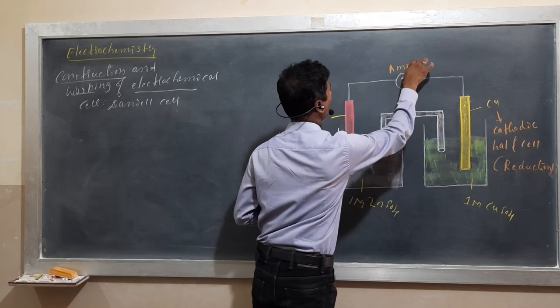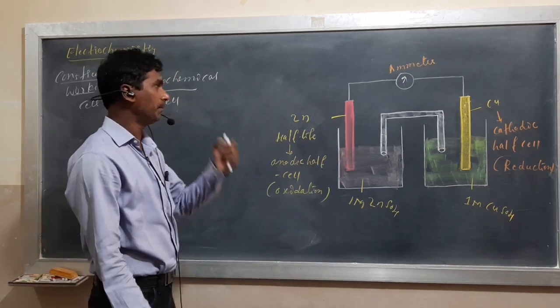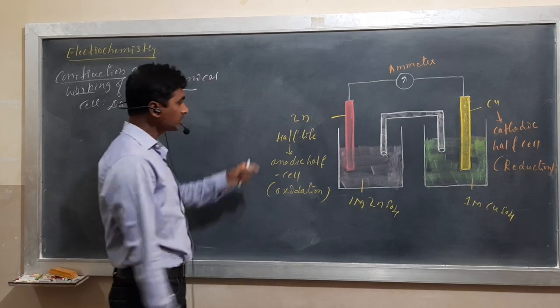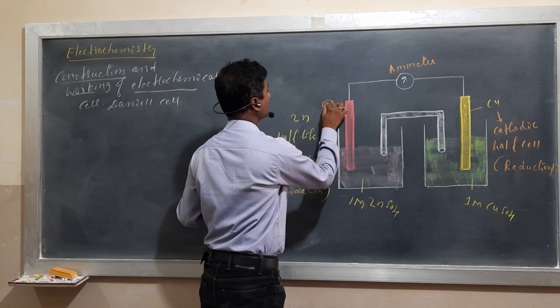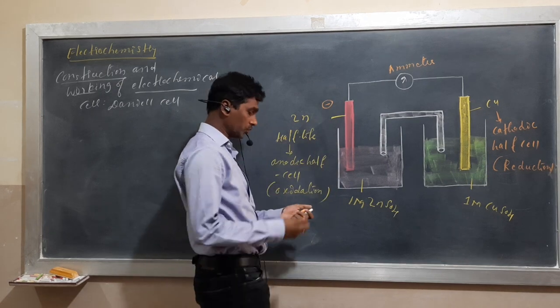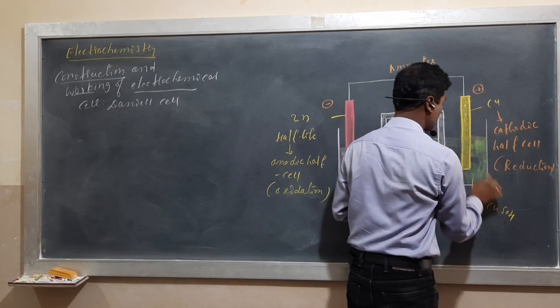These two electrodes, the zinc electrode and the copper electrode, are connected to a meter. When the zinc electrode is dipped in zinc sulfate solution, it is a negative terminal with respect to the zinc sulfate solution, and the copper electrode is a positive terminal with respect to the copper sulfate solution.